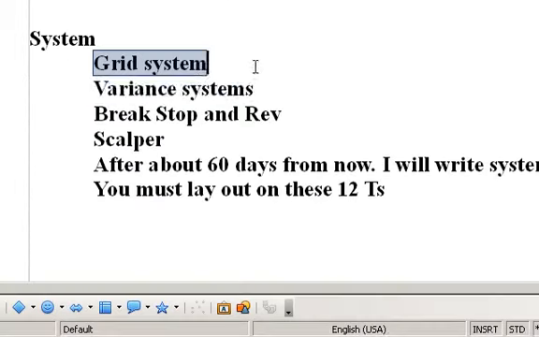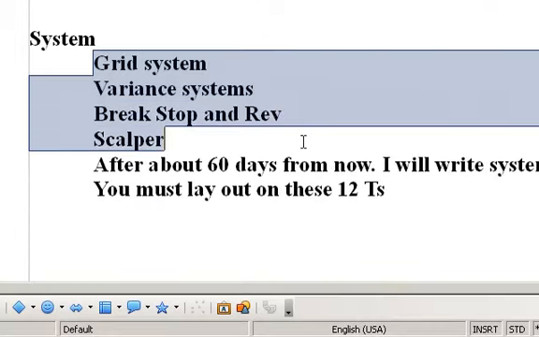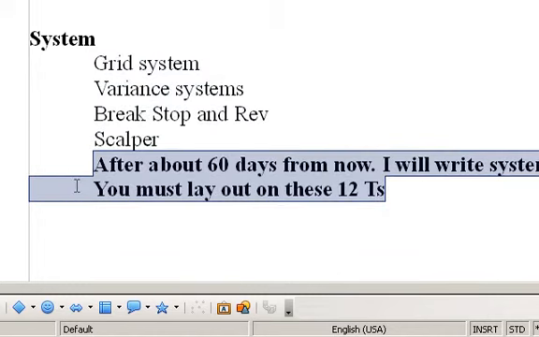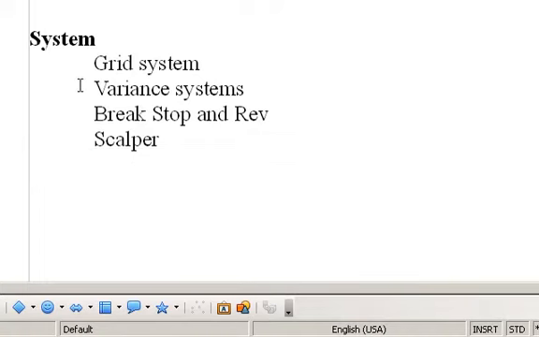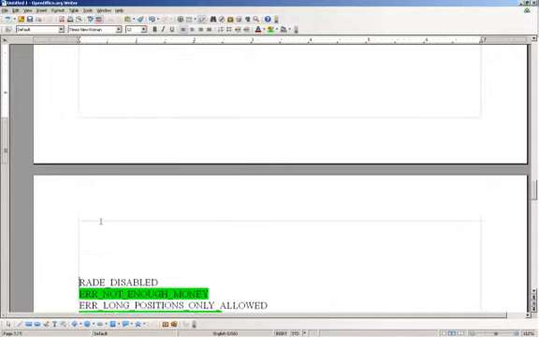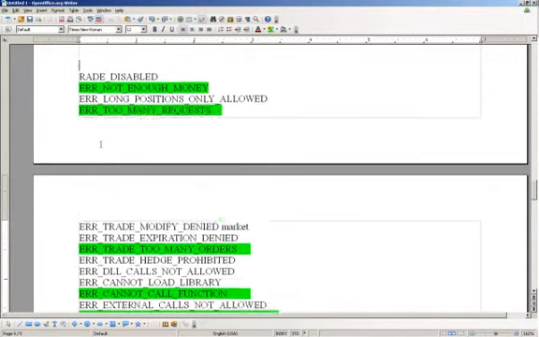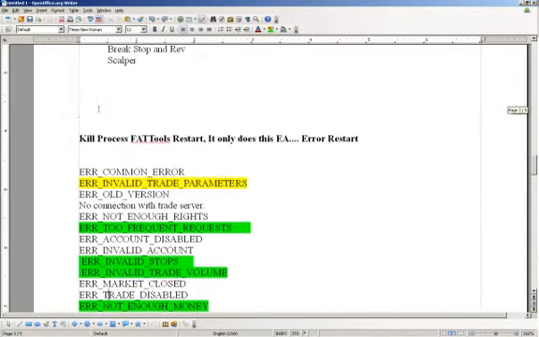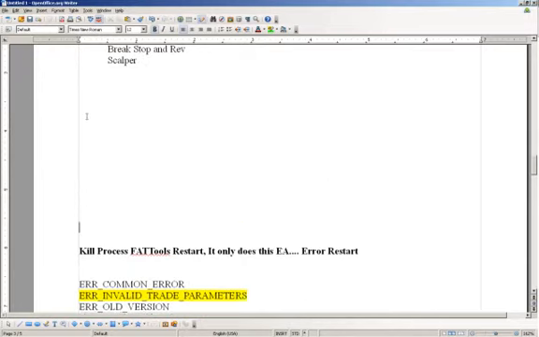We have systems. We have grid systems, variant systems, stop break, scalpers. And we're going to start letting users request development of systems after 60 days, okay, from now. But this is an overview. Oops, let's grab this back up. This is an overview of the differences between the systems.